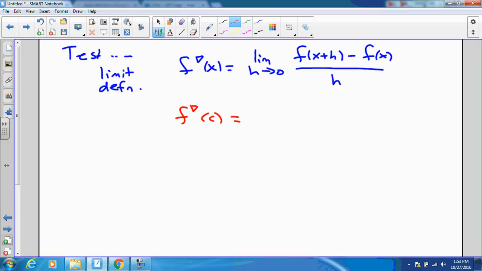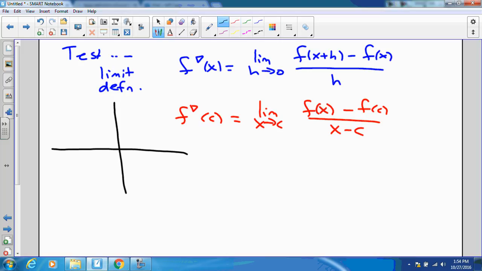Meanwhile, if I want f prime specifically at point c, then that is equal to the limit as x goes to c of f of x minus f of c, over x minus c. And both of these definitions have the same picture, but they label the information differently.